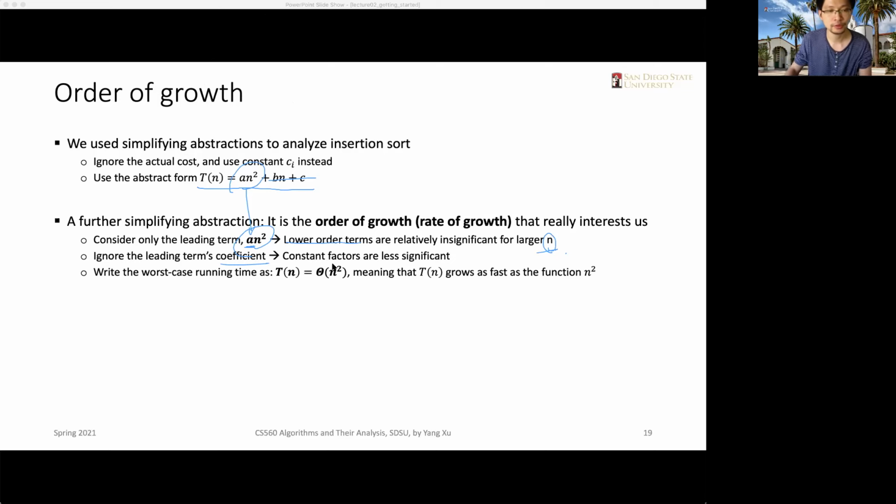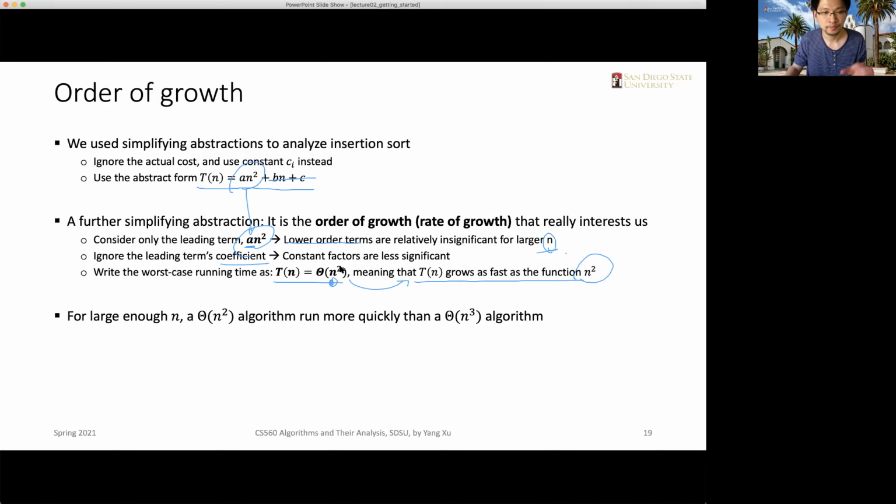So we just need to use the most essential fact, which is that the running time is expressed by a quadratic function. So we should keep this core term here, n squared, n to the power 2. That basically indicates that the running time of insertion sort grows as fast as a simple quadratic function. Okay, so this is what we mean by analyzing the order of growth for a function.